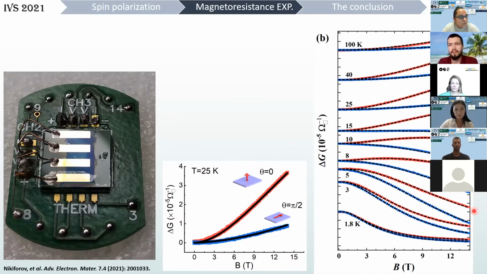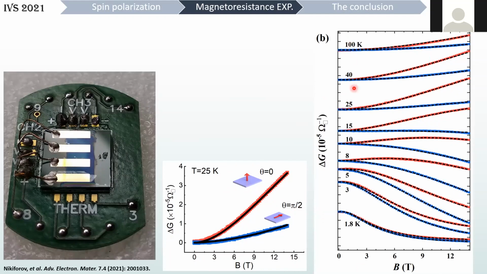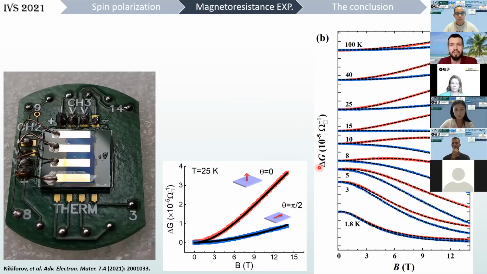In this figure, you can see additional magnetoresistance measurements at different temperatures. At high temperature, the change in conductance is positive and anisotropic, and as we cool the sample down, it turns negative, and at the lowest temperature, we see a sign of saturation of the magnetoconductance.